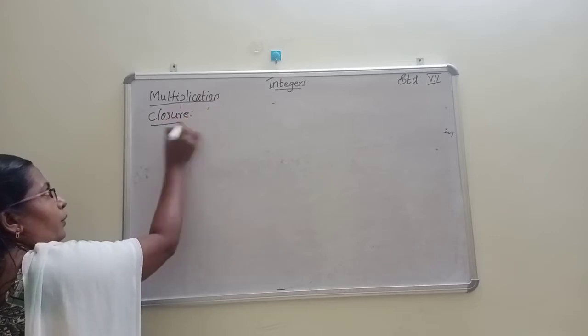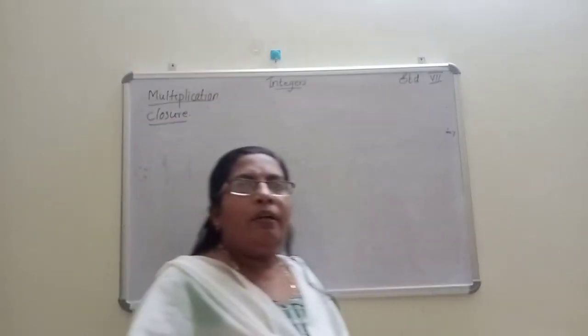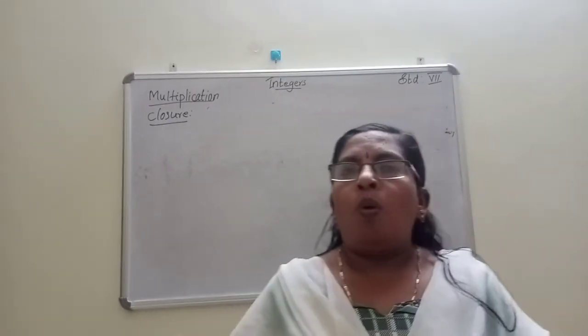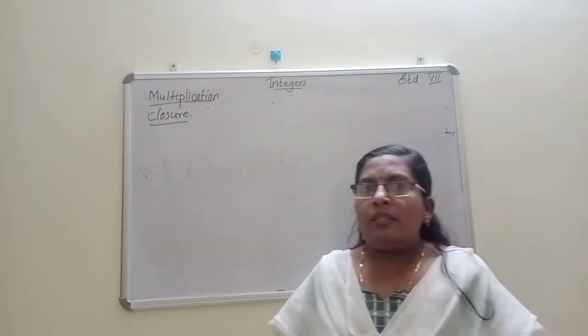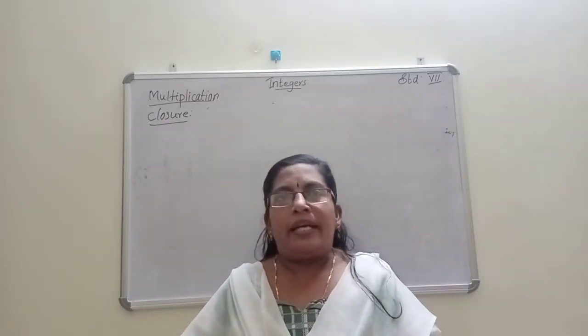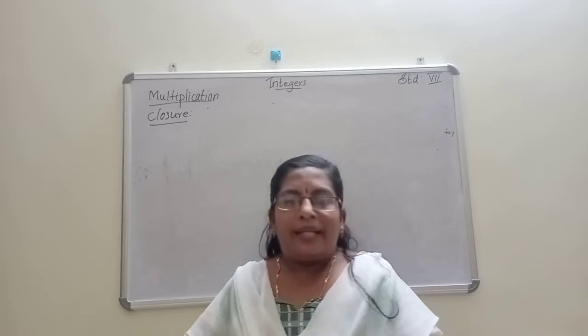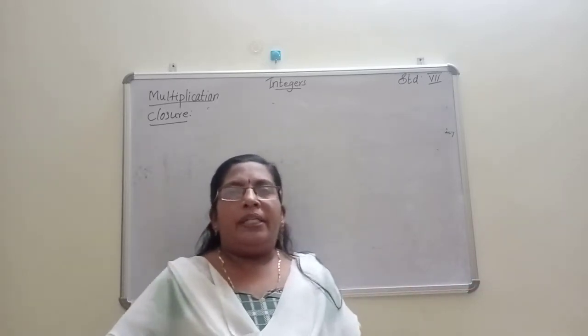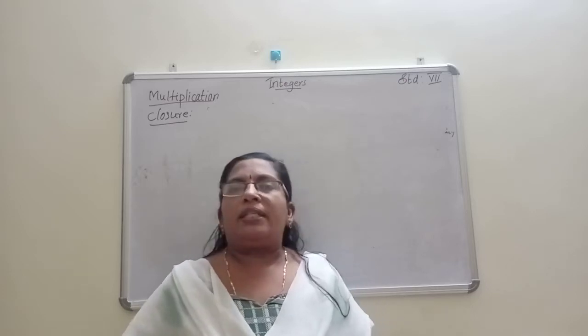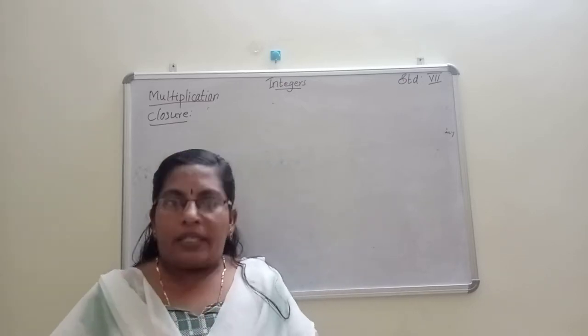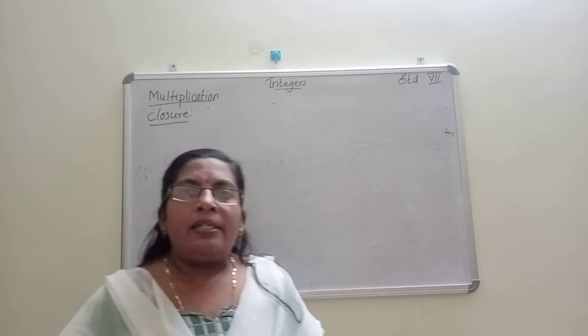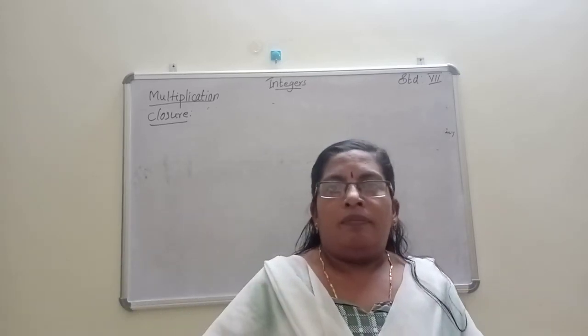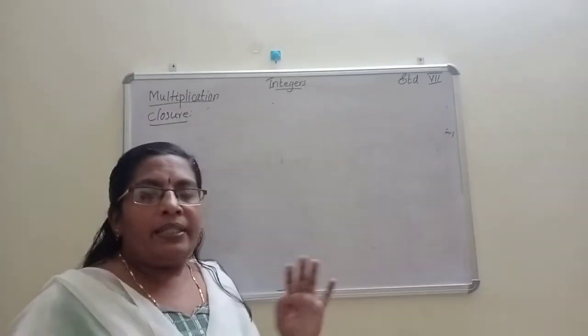Closure property. You know, in addition, when we add two integers, positive or negative, we will get an integer. Like that, when we multiply any two integers, whether positive or negative, or positive and negative mixed, we will get an integer.